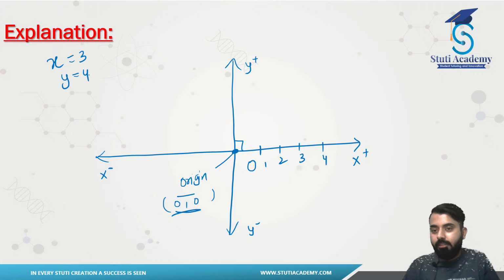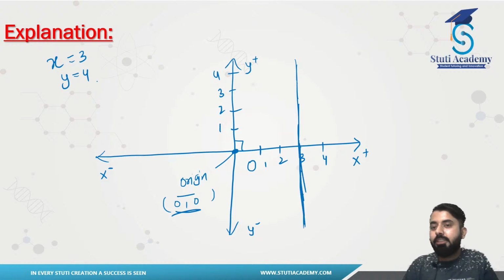Now you guys see my x is positive and y is also positive. So x positive is on the right and y positive is upwards. So 1, 2, this one 3, and this one 4. Now this means a point which is 3 units from the x-axis. I need to plot a line which is x equal to 3. So let's say this is the point 3. The line will be passing through this point, right?